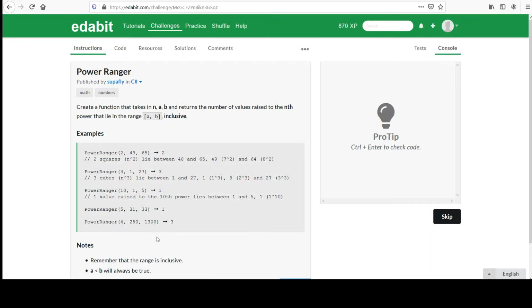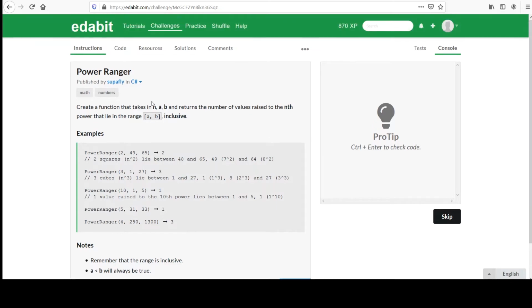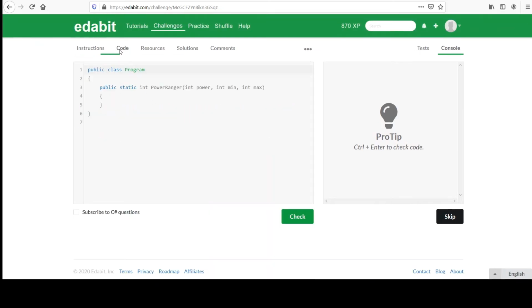So, a couple notes. Remember that the range is inclusive, and a less than b will always be true, and that's handy for us. It'd be easy enough to error check that, but I'll assume that it is. So I think we can go over to code. Please pause and have a go at this yourself and resume when you're ready.